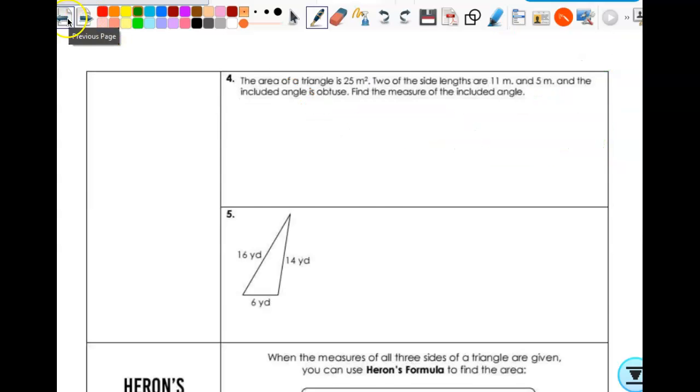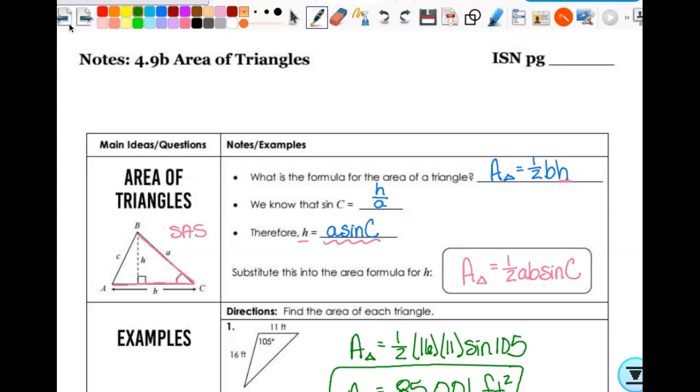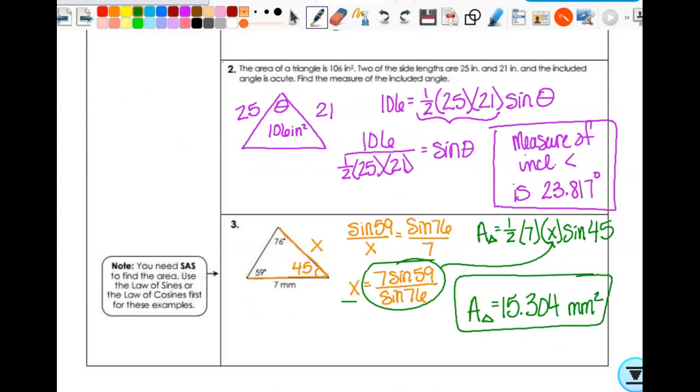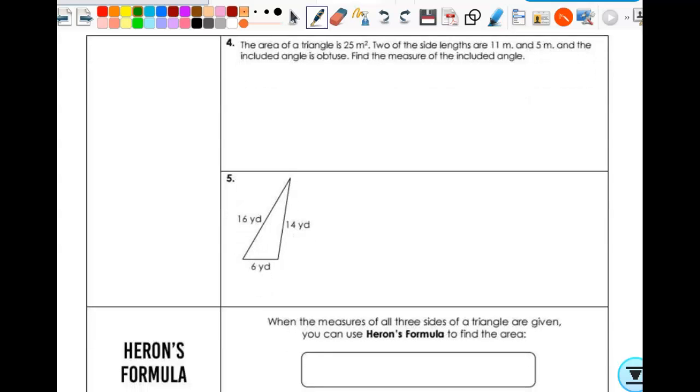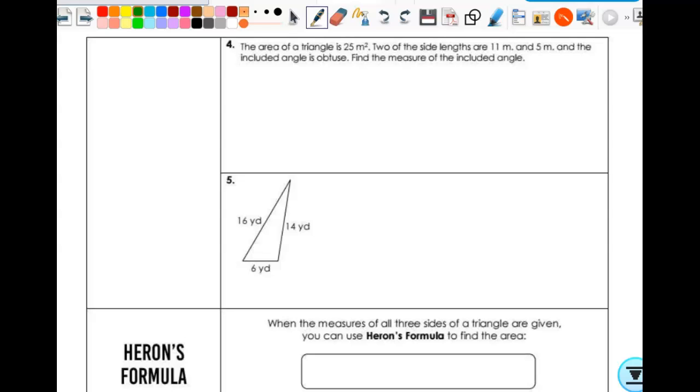Oh, wait, I want to just point out one more thing on this. So here, on this one where we found the angle, it says right here the angle is acute. Well, that's what we got, and we didn't even go back and revisit that. But the next one we have, it's going to say that the angle is obtuse, so we got to make sure that we pay attention to that at the end of that question.